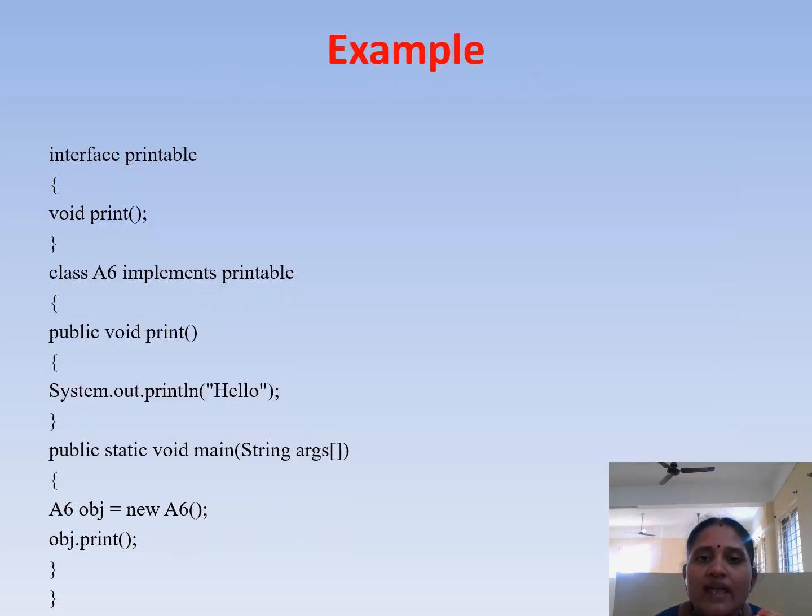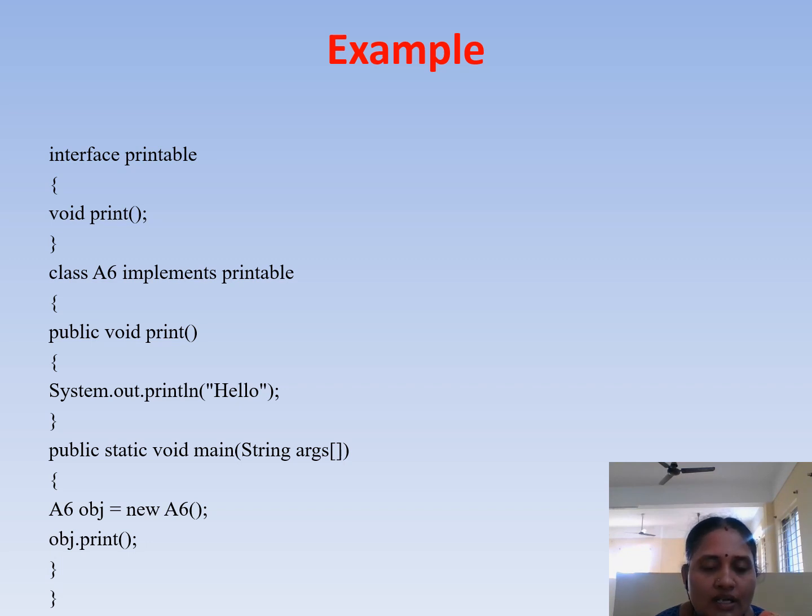Next, coming to the example for an interface. In this program, we define interface Printable: interface followed by the interface name. Inside this we have declared one member function, that is an abstract method. We didn't give any definition of the method, we just declared it. The implementation will be available in the class and used in the main function.